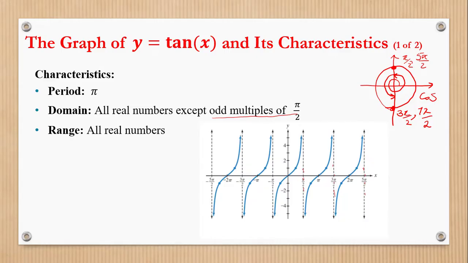So for the range, or for the y value, or for the tangent of any angle, we can get any numbers. So that's why we say the range is all real numbers. And you can also see in the graph, in this picture, that the y value is just going up all the way to infinity and going down all the way to negative infinity. That's why the range is all real numbers, or from negative infinity to positive infinity.